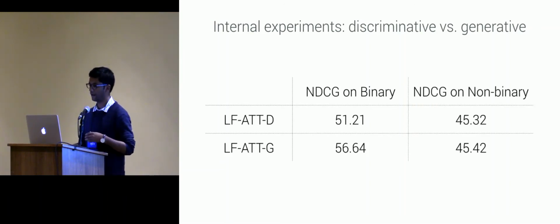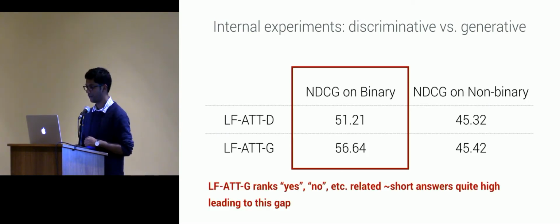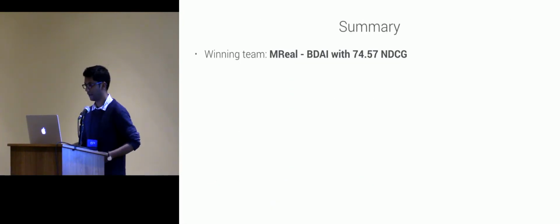If we break down the accuracy between these generative and discriminative models based on binary and non-binary questions, we see that the generative model does significantly better primarily on these binary questions. And these binary questions are the ones that have a lot of yes, no, and related short answers. So even without looking at the image, for example, these generative models can learn to exploit this and do well on NDCG.